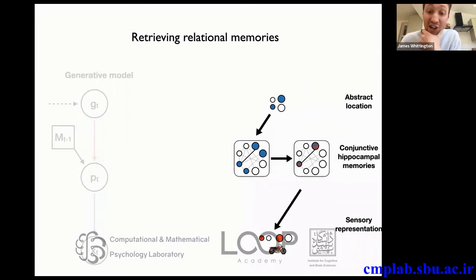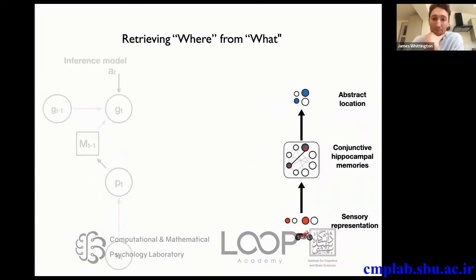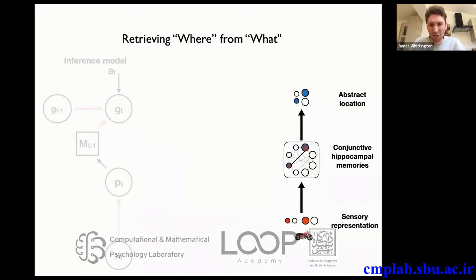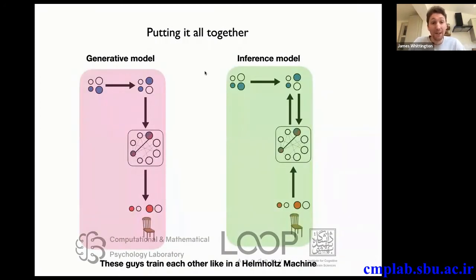Okay, so we can retrieve what from where, but because we can do things in exactly the same way and run it in reverse, we can retrieve where from what. We can input a sensory representation, then retrieve a memory from attractor dynamics, and then retrieve some belief of where we are. So we can run it both ways. That's how we're going to do memories, these conjunctions, and those conjunctions are going to allow us to predict what we're seeing, essentially. Okay, let's put it together.